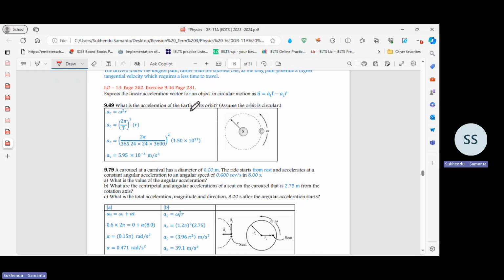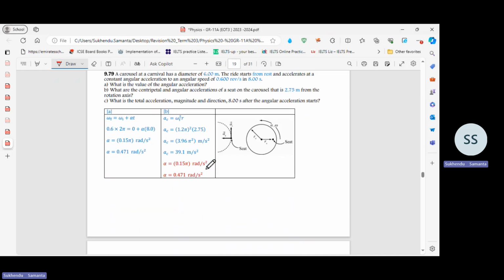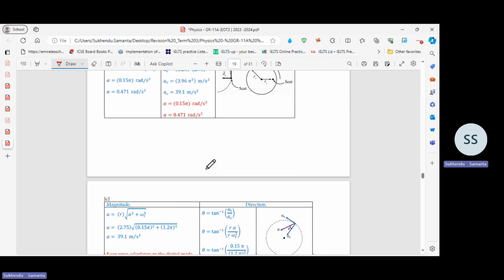Express the linear acceleration vector of an object in circular motion. So this is your linear acceleration of the object, which has two components. One is your tangential, another one is your radial. So acceleration centripetal towards the center, omega square r. So just substitute, and you will easily get the answer. Next one.